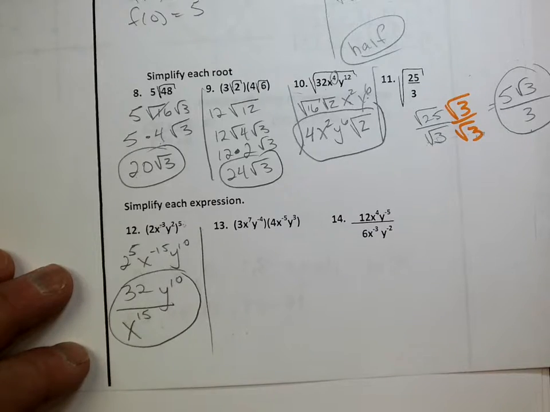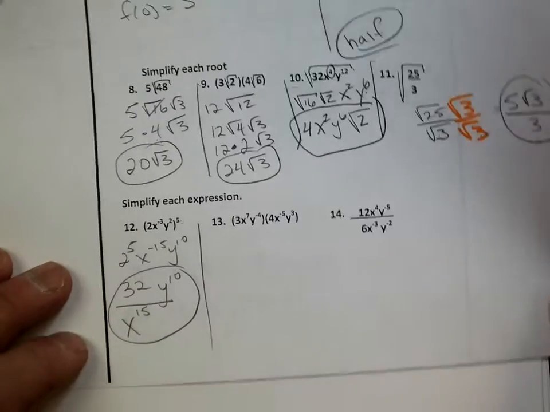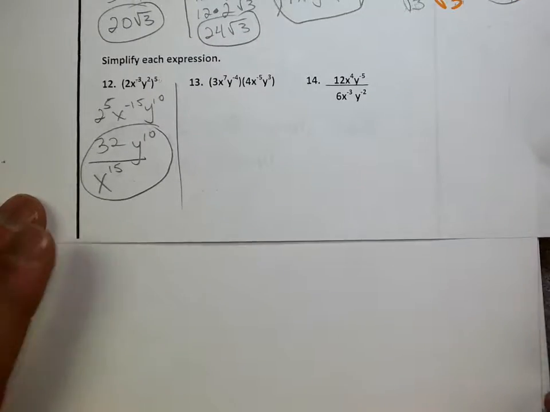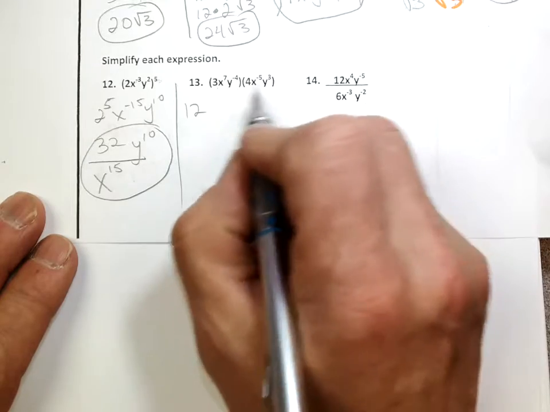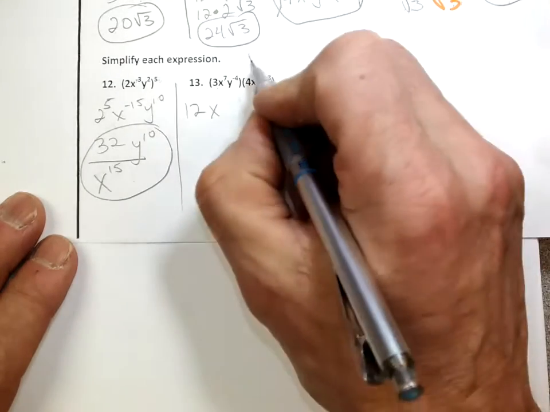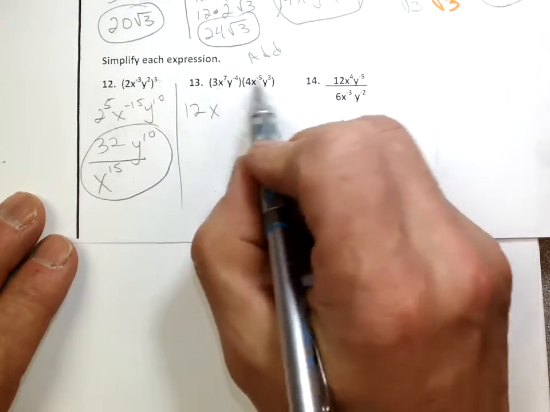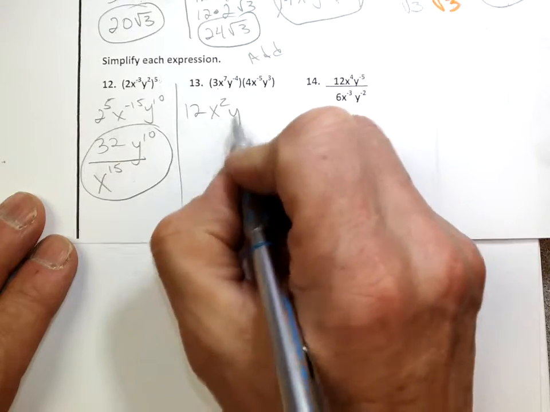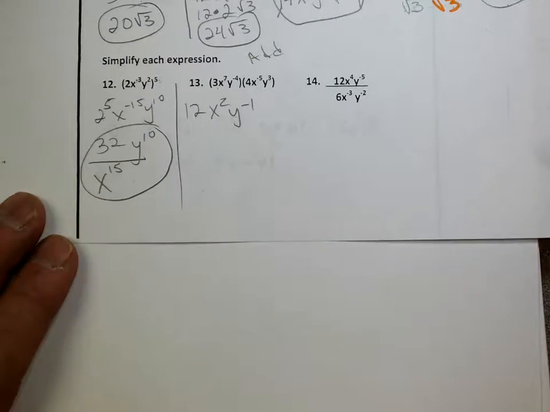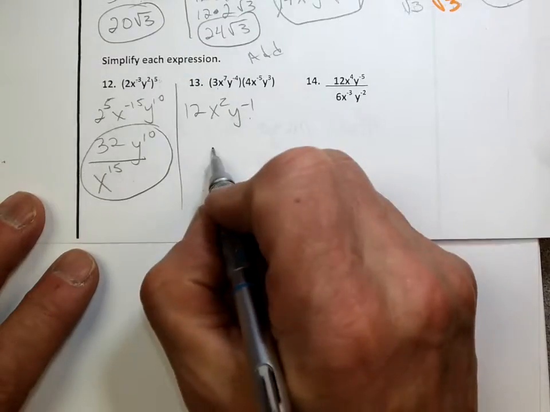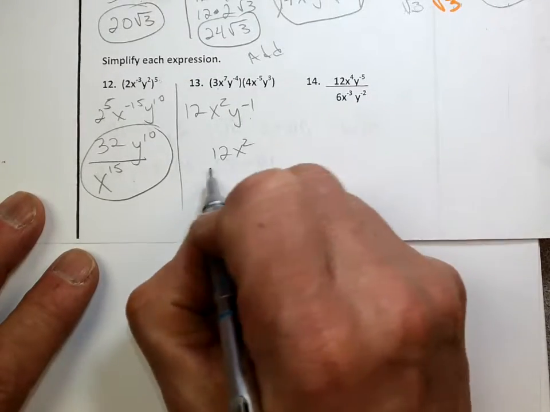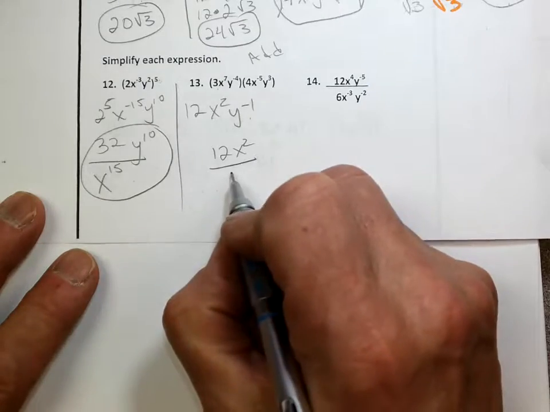How am I doing? Okay, 13, very similar to 12. Let's multiply the whole numbers together first. I'm going to get a 12. x, I'm going to add exponents, so I get an x to the 2 and a y to the negative 1. And then all I'm going to do is bring the y down, okay? So I'll rewrite this as a 12x squared over, and I'll bring down the y to the 1.